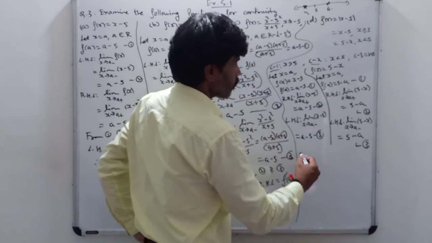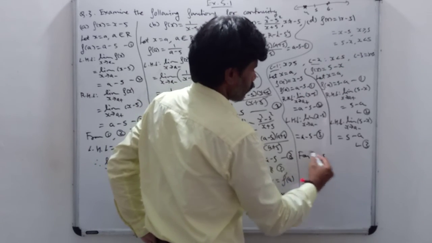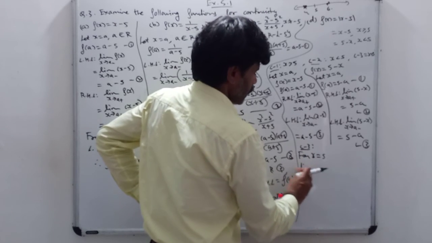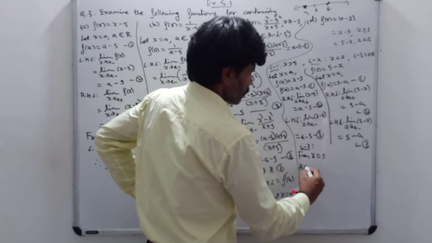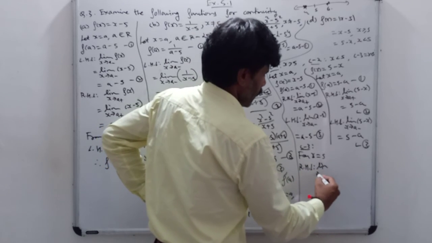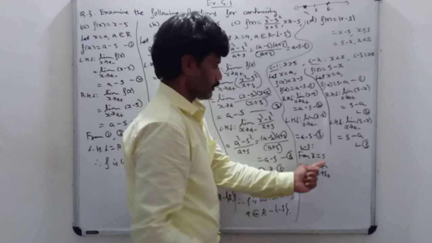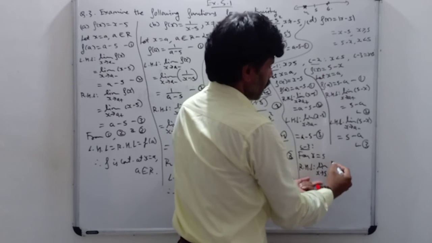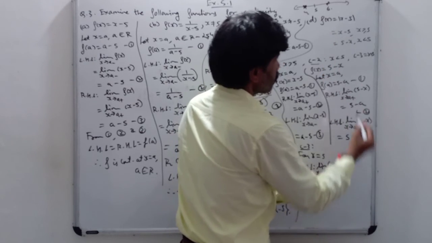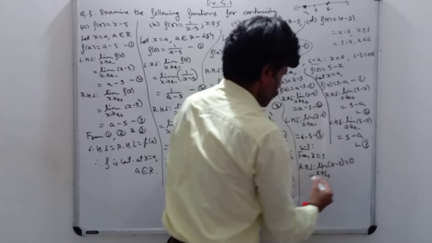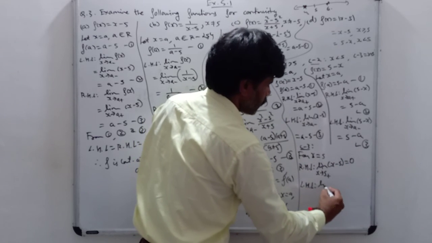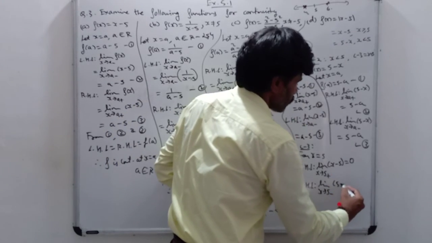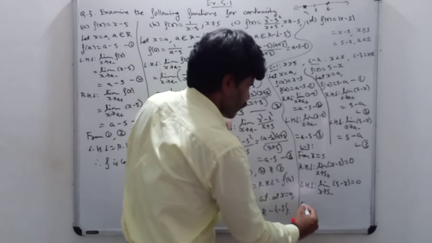Now case 3, for x equal to 5. Here I will find out the right hand limit. What is the right hand limit? Limit x tends to 5 plus. You have to check for x equal to 5. Limit x tends to 5 plus: when x is greater than 5, what is the function? x minus 5. So 5 minus 5 will be how much? 0. Then you take the left hand limit, limit x tends to 5 minus. When x is less than 5, what is the function? 5 minus x. So what you are getting? 0.